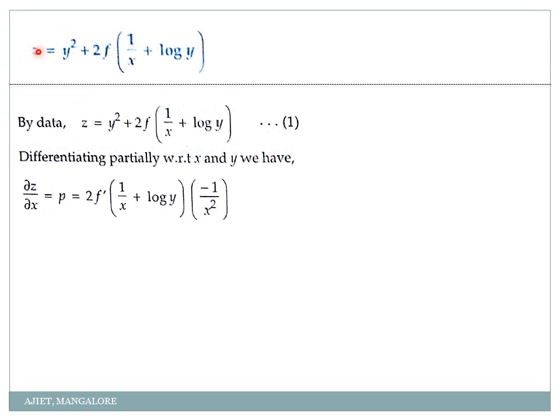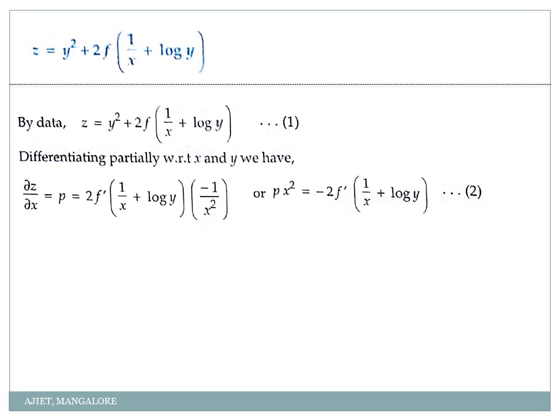When I differentiate with respect to x, dou z by dou x, the notation is p. Y square, is there any x here? No, so it is 0 plus 2 into the differentiation of f, which is f dash of whatever is inside the bracket, you write it as it is, into the derivative with respect to x. The differentiation of 1 by x is minus 1 by x square. So I am writing p into x square is equal to, taking the minus sign outside, minus 2 f dash of 1 by x plus log y.